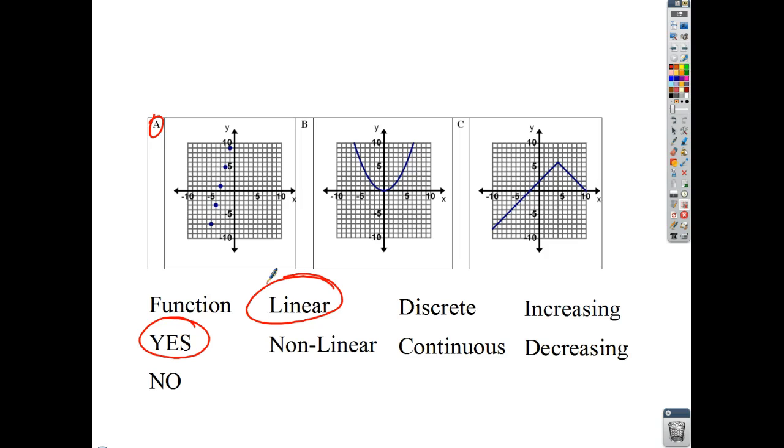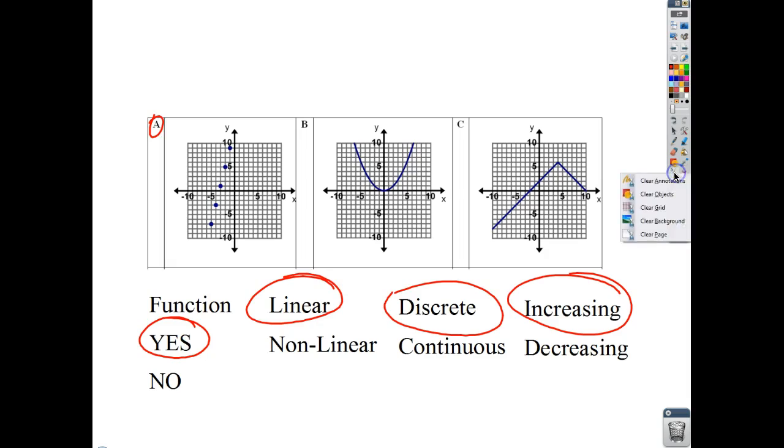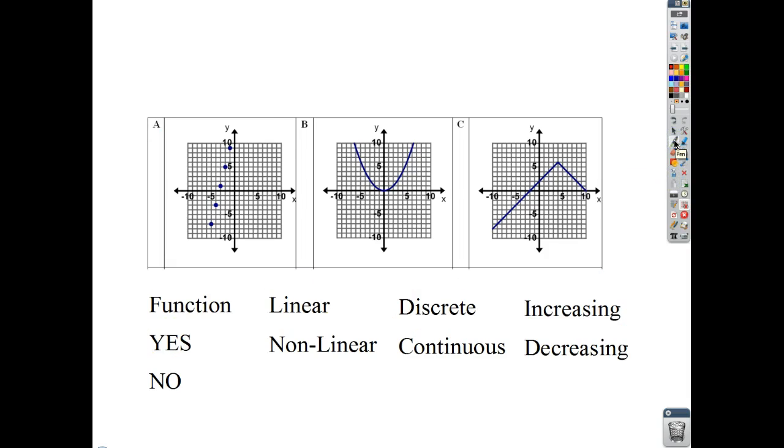Now let's see, is this one discrete or continuous? Well, this is discrete, okay, it's not a continuous line. And then last, is it increasing or decreasing? Well, I went up and right, so in this case, it's increasing, okay? So it's going to be, yes, it's a function, it's linear, it's discrete, and it's increasing. Good. All right, now you try doing B.